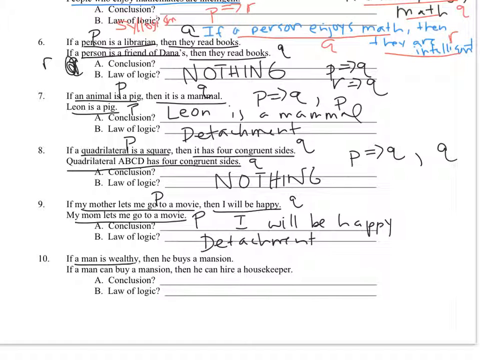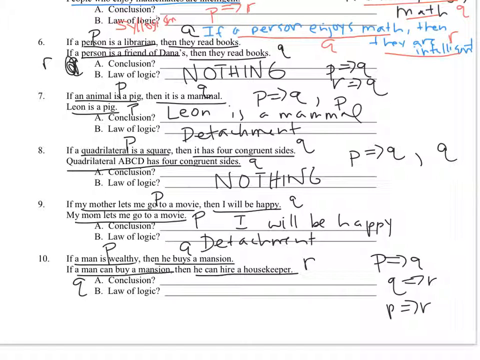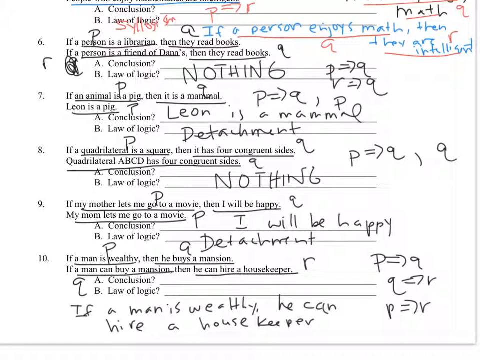And the last one, if a man is wealthy, then he buys a mansion, P, Q. If a man buys a mansion, Q, he can hire a housekeeper. That's new, R. So I have P implies Q, Q implies R. So then I can say that P implies R. So I'm going to write that out. So if a man is wealthy, he can hire a housekeeper. P implies R. This is by syllogism. Okay, always label your P's, Q's, R's, and see how it matches up to one of the laws to make a conclusion.